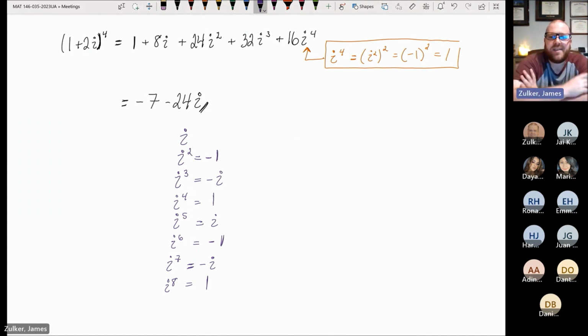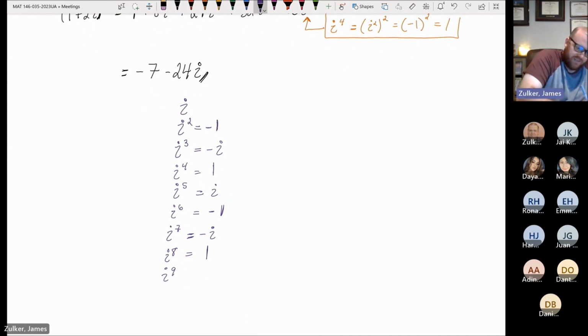What do you think i to the ninth is going to be then? Goes back to i. Every fourth power, the pattern repeats. But I think that's what you meant by cancels out, right? Yeah, it's not technically canceling out. But it repeats.